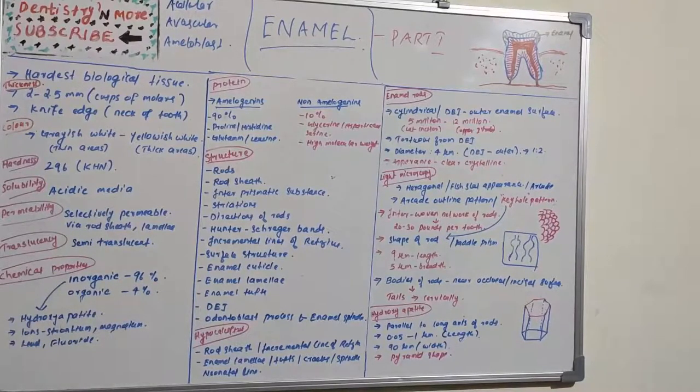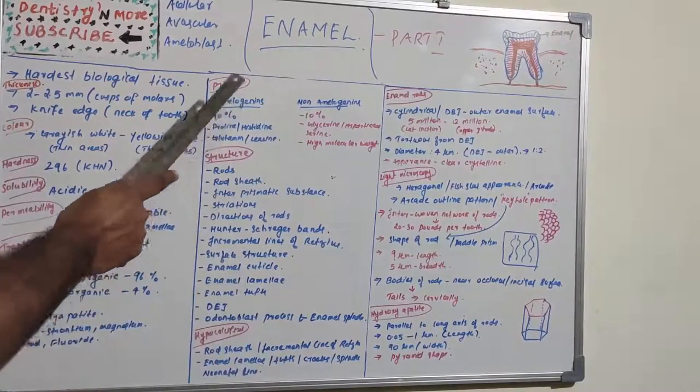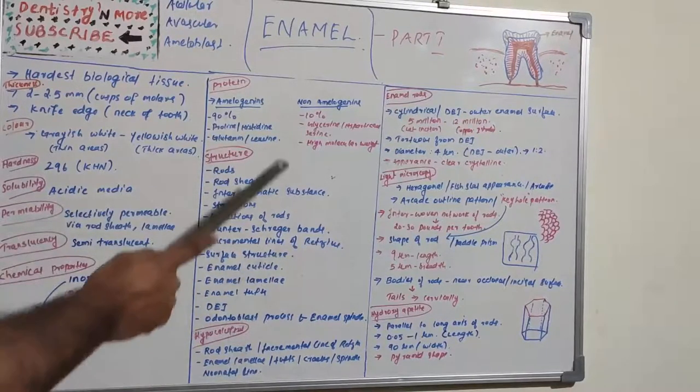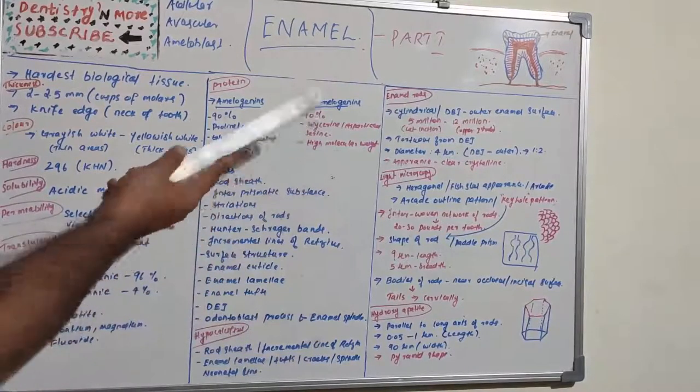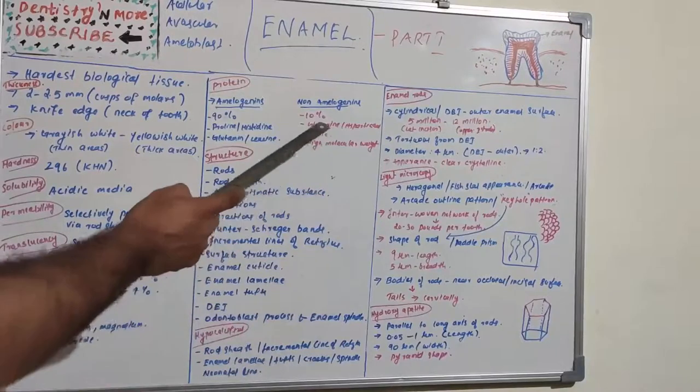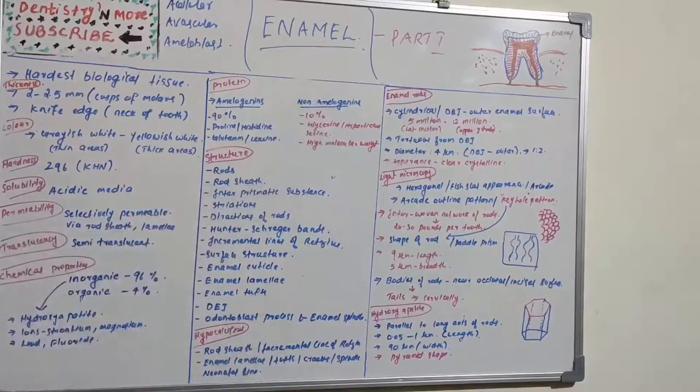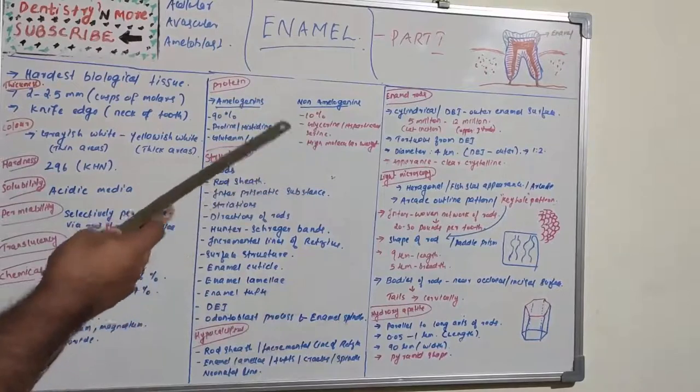Organic content is 4%. The inorganic content is basically hydroxyapatite, that is calcium phosphate, and ions such as strontium, magnesium, lead, and fluoride. The organic portion is basically proteins such as amelogenins and non-amelogenins. 90% of the total protein belongs to amelogenin, which is low molecular weight and rich in proline, histidine, glutamine and leucine, whereas non-amelogenins, around just 10%, have high molecular weight. The proteins are ameloblastin, tuftelin, and enamelin, and they have amino acids such as glycine, serine, and aspartic acid.